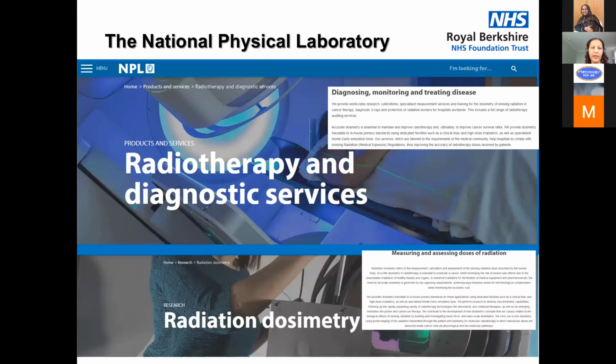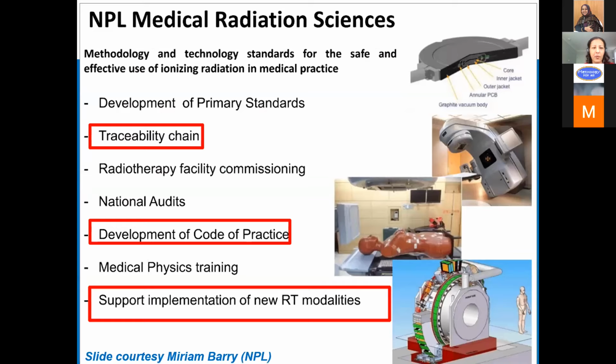And we work very closely with the National Physical Laboratory, which is the main metrology institute in the United Kingdom. They provide services for the hospitals in terms of radiotherapy and diagnostic and radiation dosimetry services. And this is a slide just showing what they provide us with, and I highlighted here the traceability chain of our equipment, and also they maintain the primary standards in the UK. They developed or helped in developing the codes of practice, they participate in it, and they also support the implementation of new radiotherapy modalities in different hospitals.